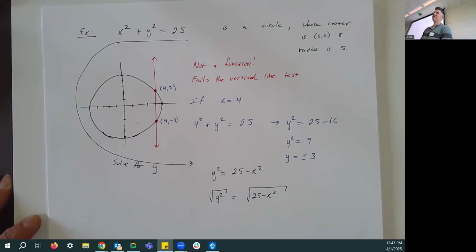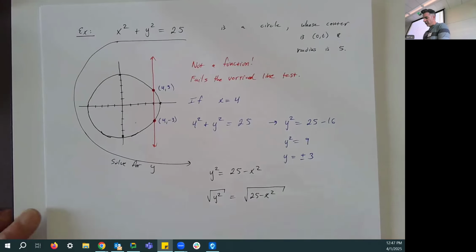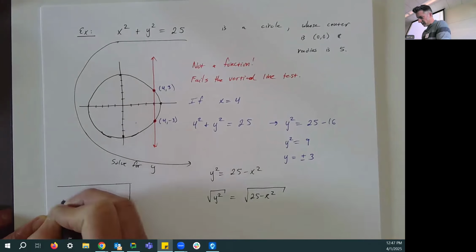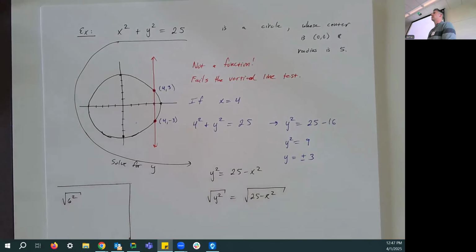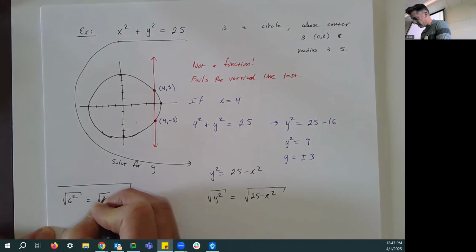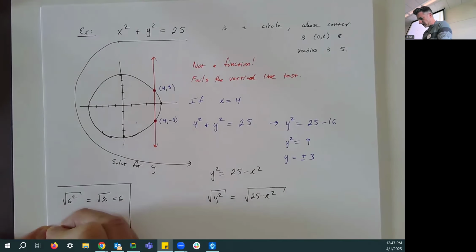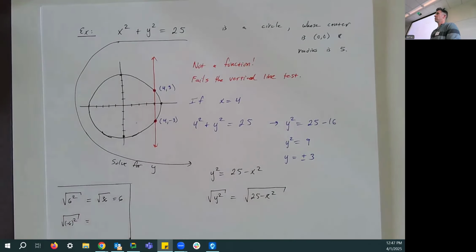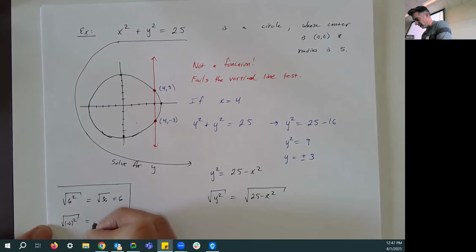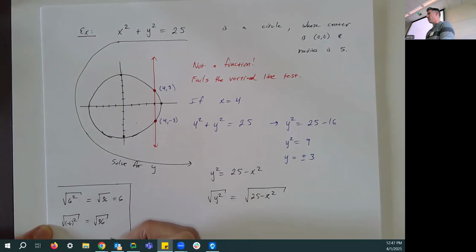The thing about the square root of y squared, well, let me ask you a question over here real quick. What's the square root of 6 squared? I know it seems like a trick question. It's not a trick question. It's exactly what you think it is. It's 6, right? It's the square root of 36, which is 6. What's the square root of negative 6 squared? I think it's also 6, right? Because negative 6 squared is positive 36, and the square root of positive 36 is still positive 6.